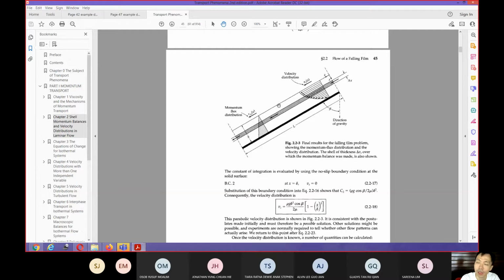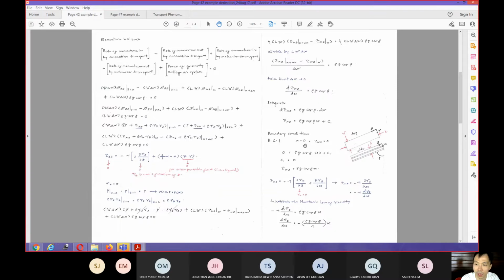Okay. So at the top, we are talking about the boundary conditions on the top of the film. At the top, the shear stress should be equal to 0, because the viscosity of the liquid is much higher than the viscosity of the gas, right? So we can put in at x equals 0, tau xz is equal to 0. So your constant is equal to 0. So you get your tau xz.